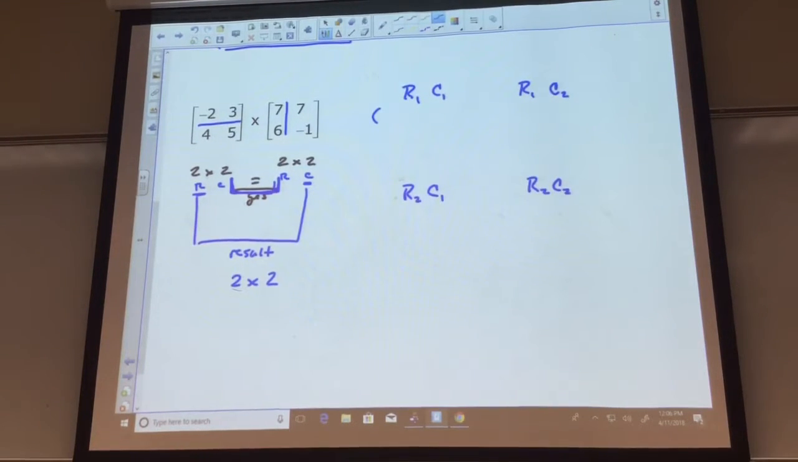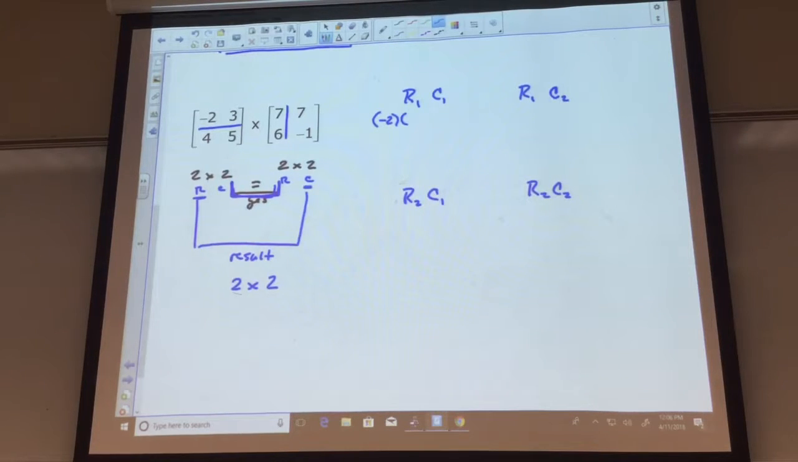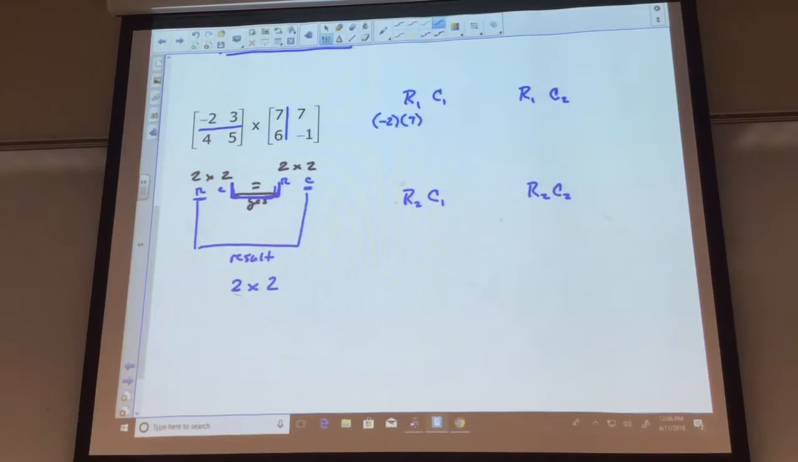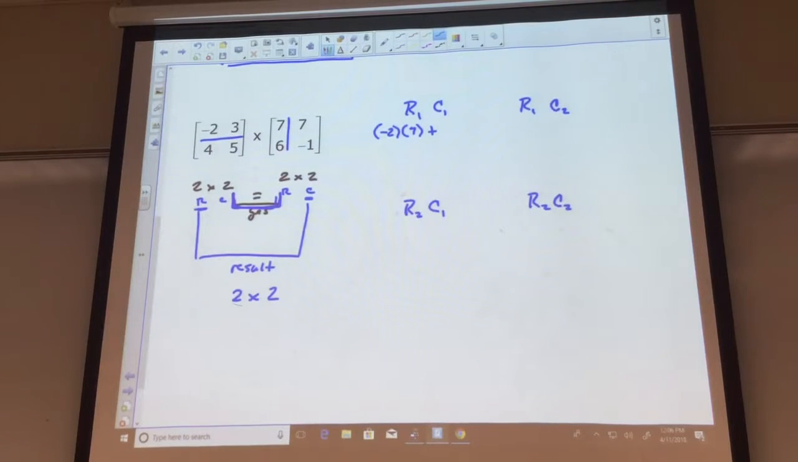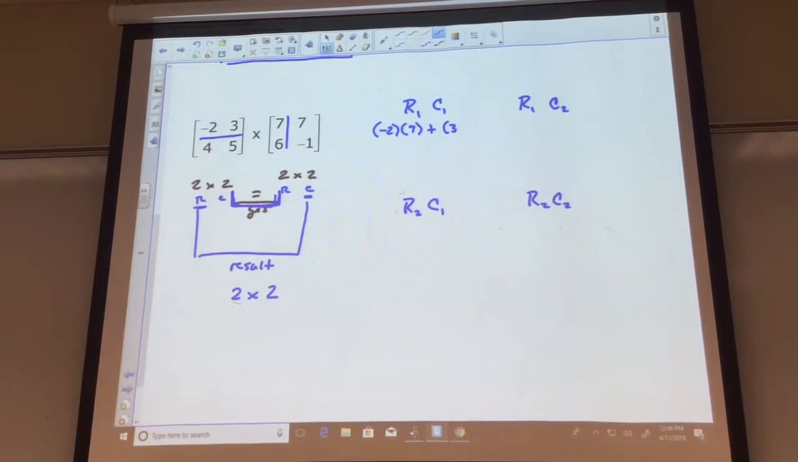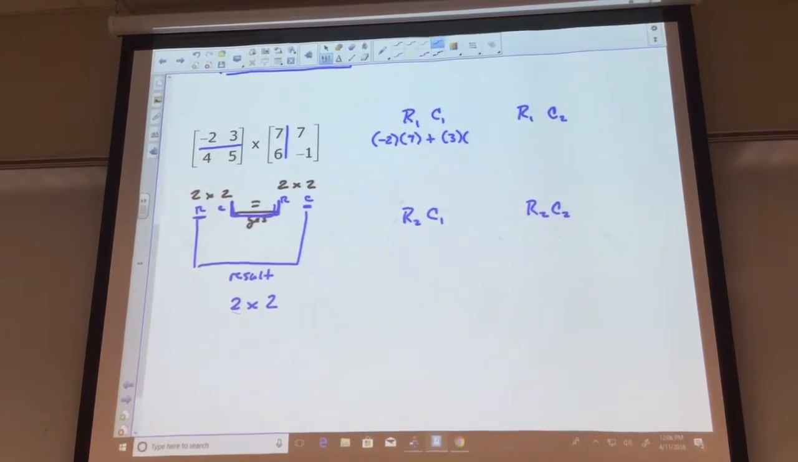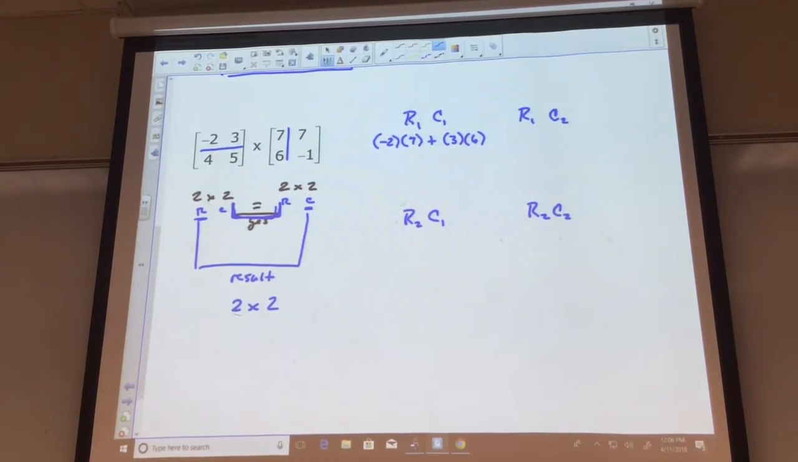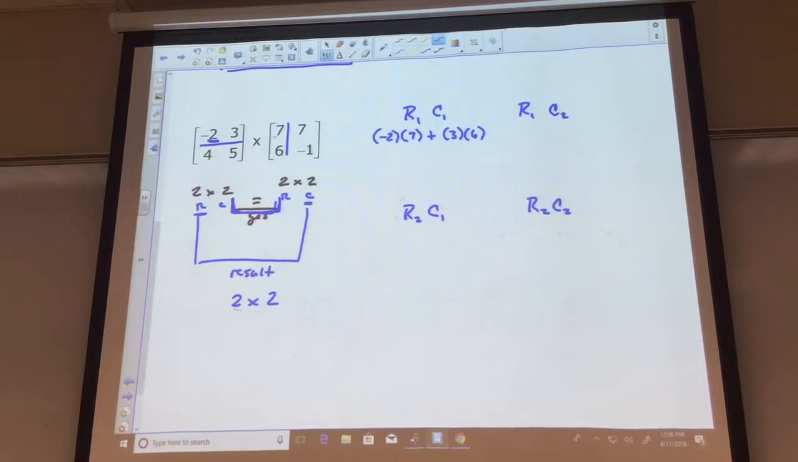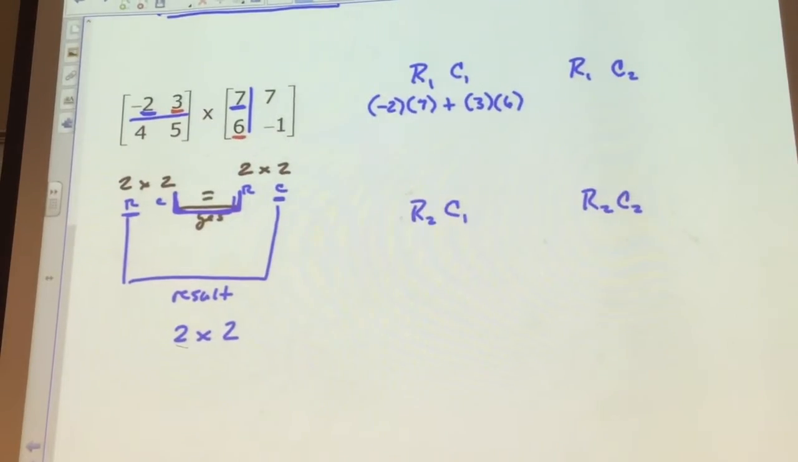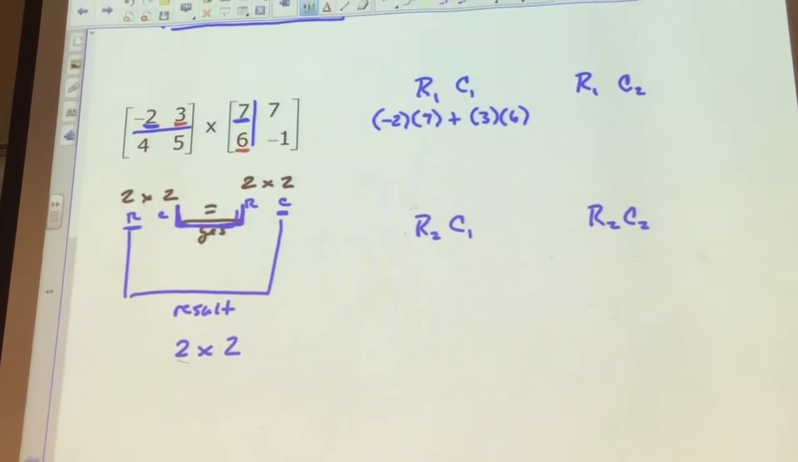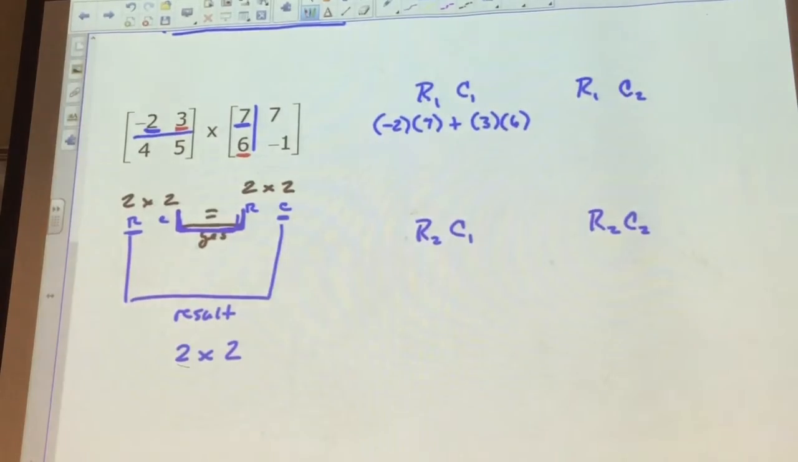First element in row 1 is multiplied by first element in column 1. Added to the second element in row 1, because we never reuse an element, multiplied by second element in column 1. First element by first element, second element by second element. Never using the same elements on more than one item in the column.